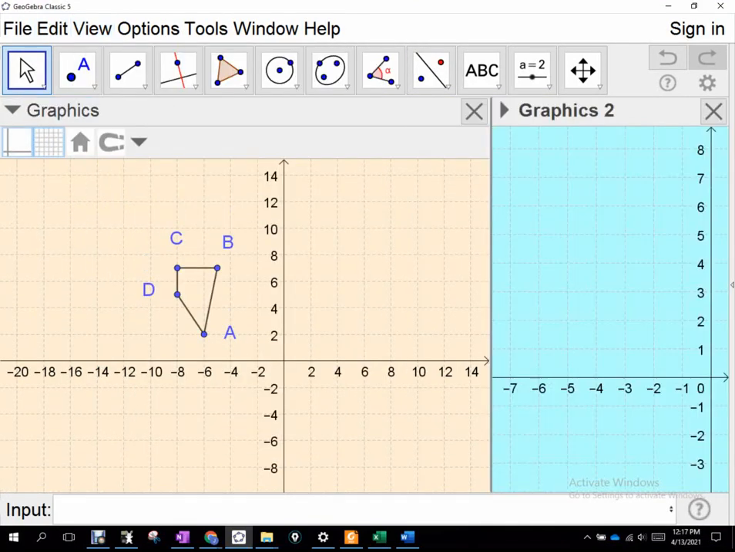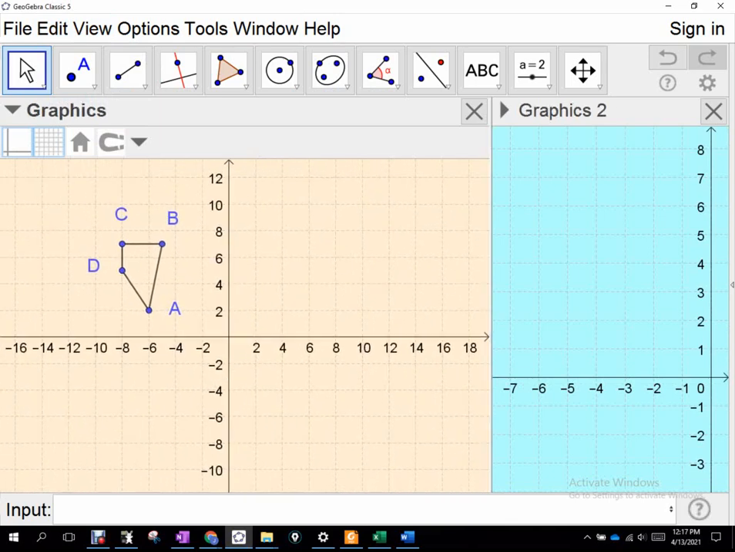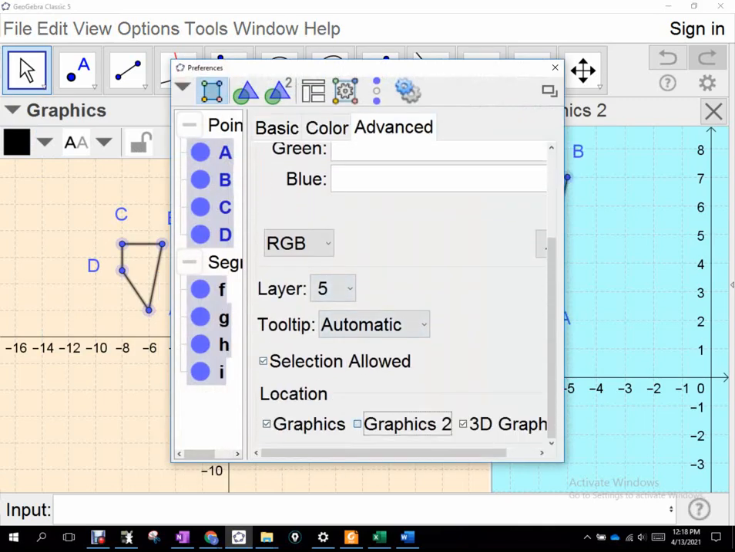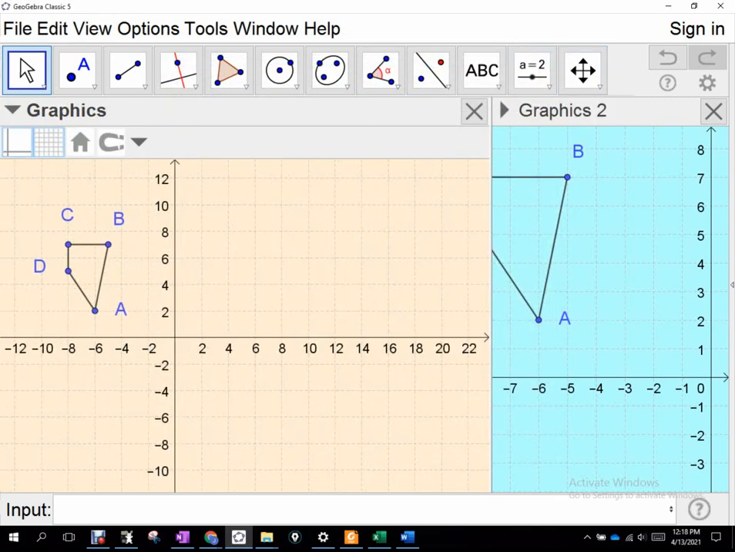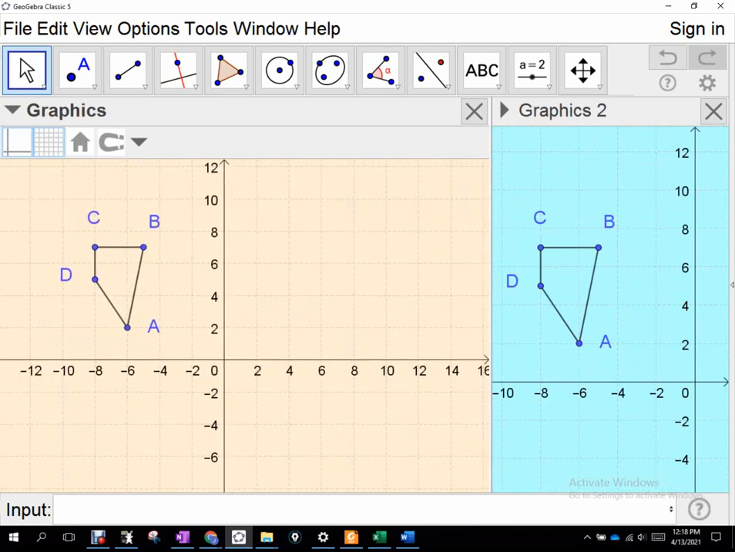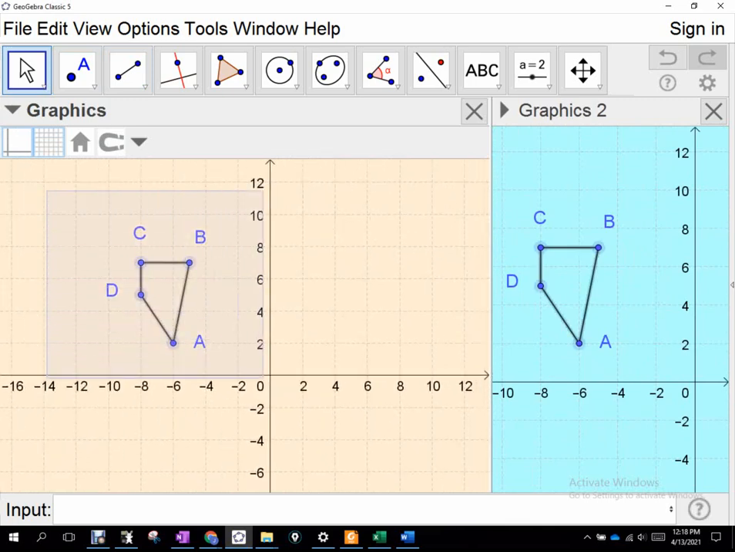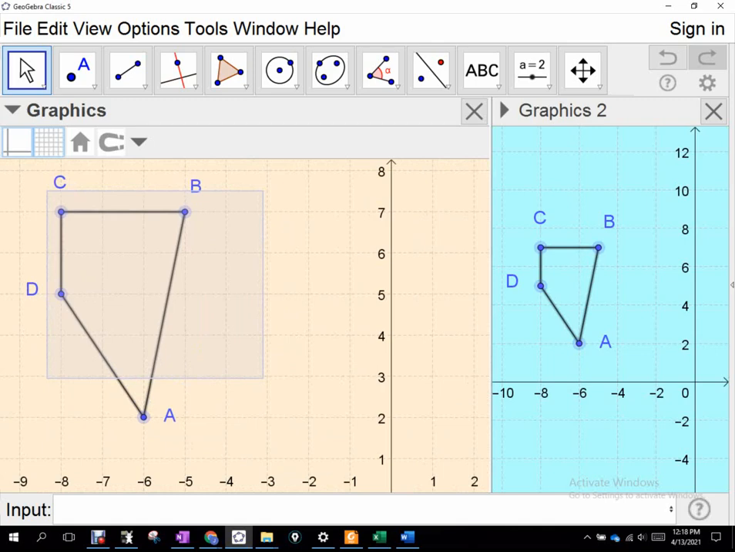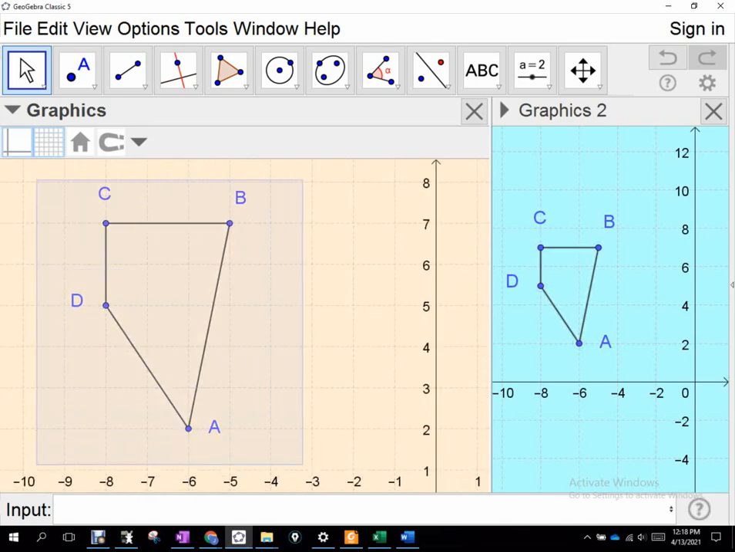What I'm going to do here is show you 2 graphics. I'm going to cut and paste all of this. Control C. Object properties, advanced, show in both. There we go. All right, so you agree that those are the same, right? Now I'm going to take this and move it to the right 4 and down 3.